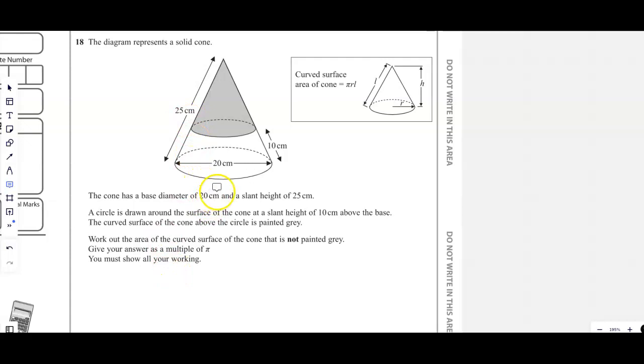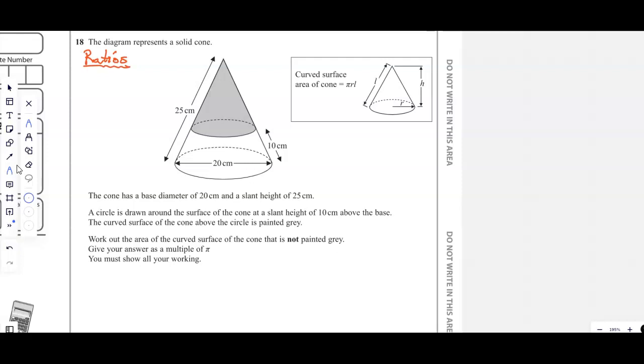Okay, so to work out the area of the part that is not painted in gray, it would be the area of the large cone minus the area of the small cone. But we need to find the ratio of the lengths on the cone. So let's look at the ratios of the lengths.